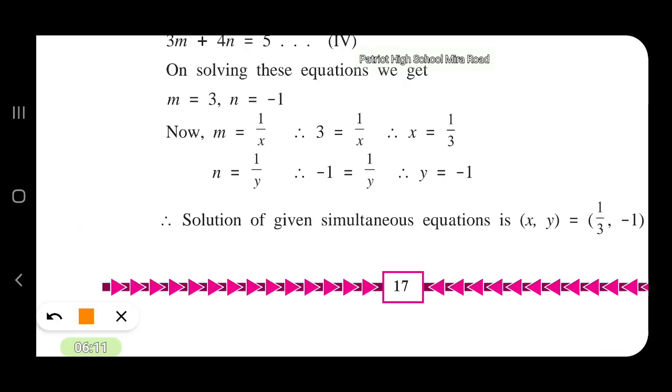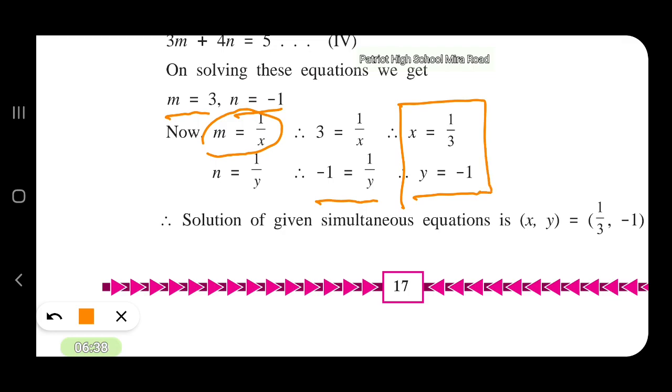So let us look at those values again. m is equal to 3 and n is equal to minus 1. We know we had taken m is equal to 1 upon x. Therefore, 3 is equal to 1 upon x, or x is equal to 1 upon 3. Similarly, we had taken n is equal to 1 upon y. Therefore, substituting the value of n, we have minus 1 is equal to 1 upon y, or y is equal to minus 1. So these are the values of x and y. So this is the solution of the simultaneous equations.